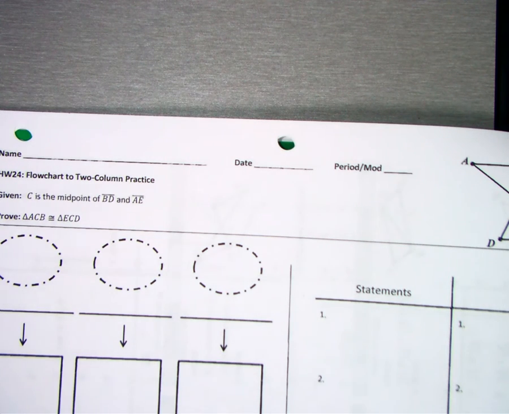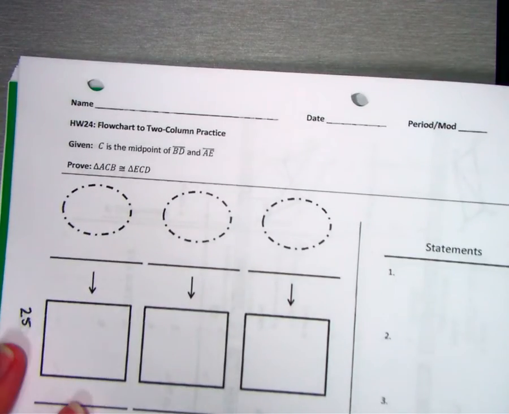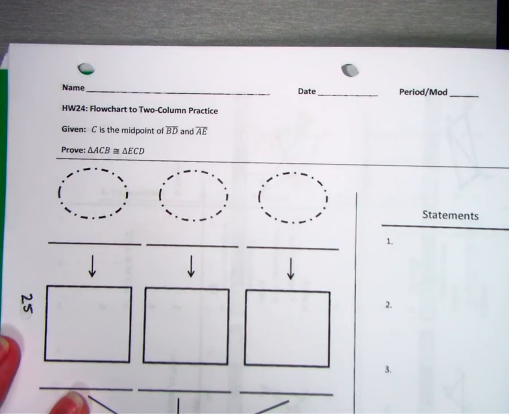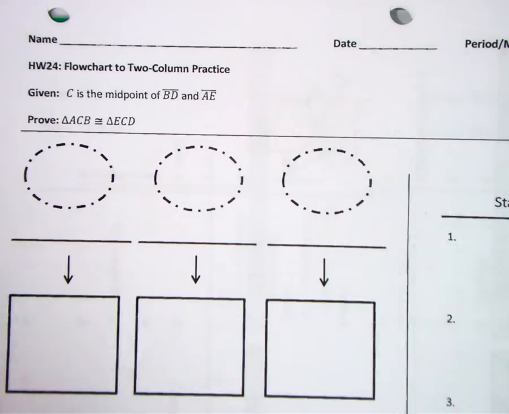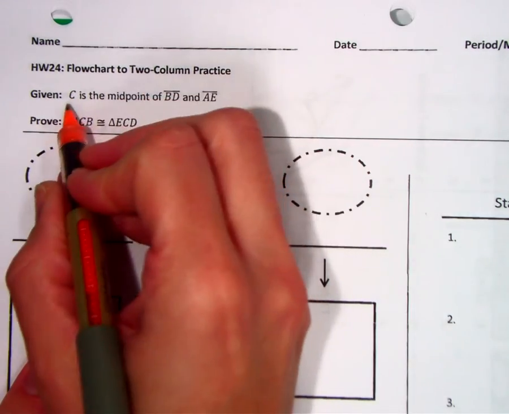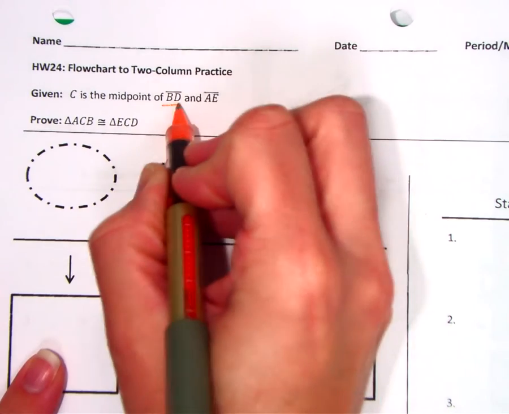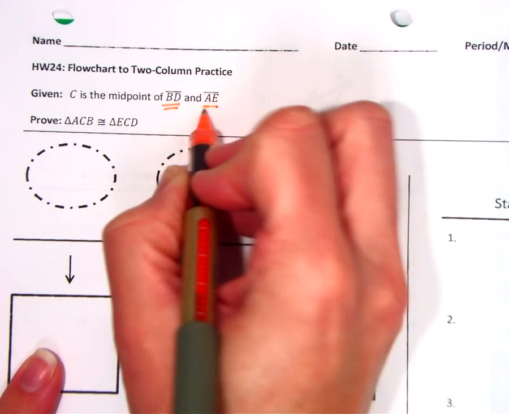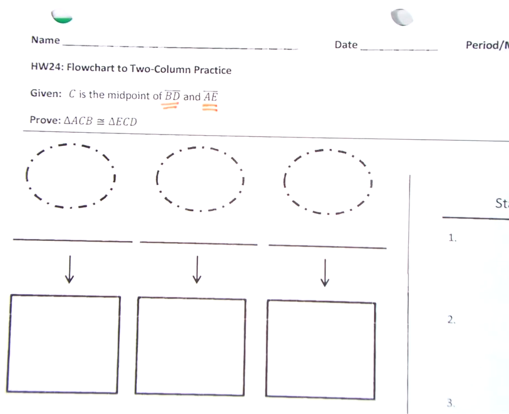There are a few things that show up on this homework 24 that I don't feel like we're quite prepared for. So I wanted to make sure that I went over the piece of information that's a little bit different than what it normally is when we've been doing the problems. So the first thing is, in the given statement, it says that C is the midpoint of BD and of AE. So C is actually the midpoint of two segments.